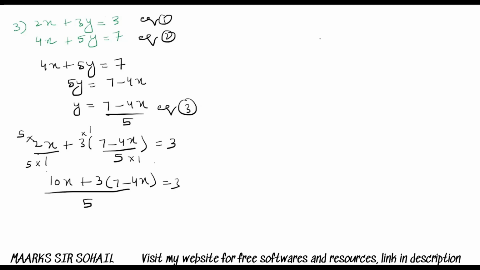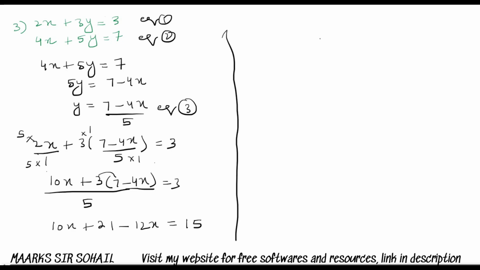Now I'll simplify this further. So I have 10x plus this 3 will multiply with 7. 3 sevens are 21, plus minus minus, 4 threes are 12, so 12x is equal to, and now since it's a single denominator, you can see there's no other fraction, 5 will multiply with 3 also, so 5 threes are 15. So now I have this 10x and minus 12x. 10 minus 12, minus 10 gives us 2, and since 12 is a bigger number, minus 2x will remain on the left side, and on the right side I'll put this 21 to the right side, so it will become 15 minus 21.